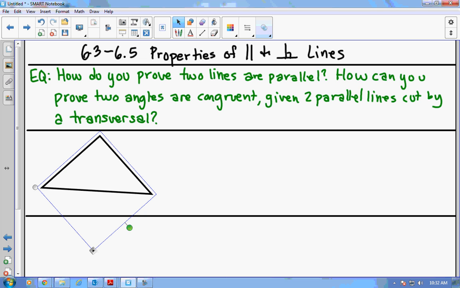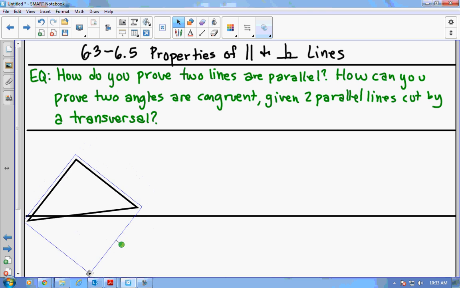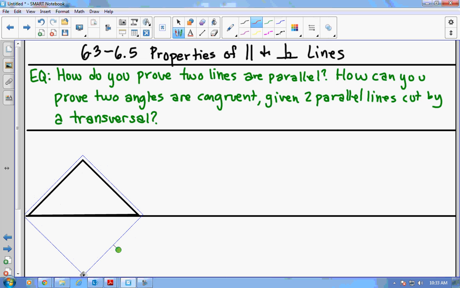Okay, next I want you to take the triangle you cut out and colored and line it up so that it is even, sitting right on top of that line. I need to scoot mine down a little bit. And then I want you to trace it and color in the corners just like your triangle is already colored in. Guys, the coloring is important.